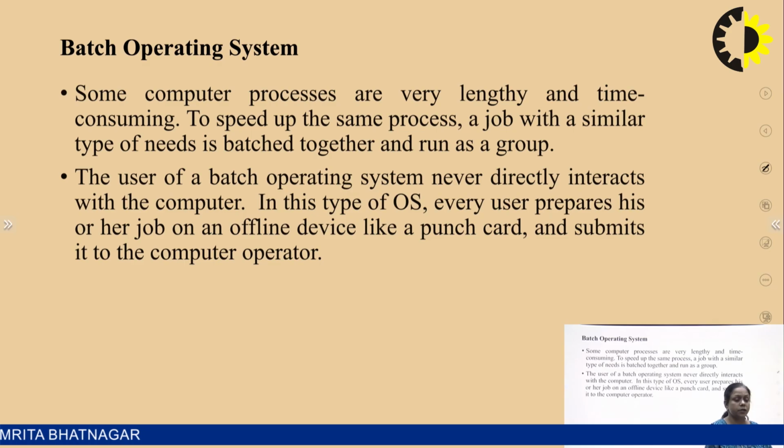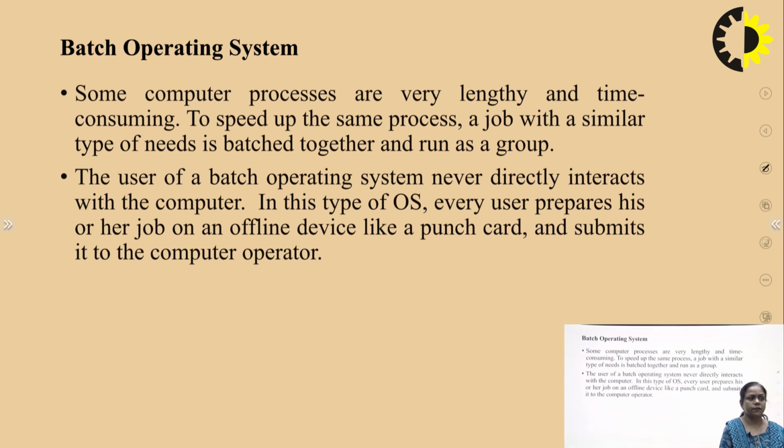Firstly, we should understand the meaning of batch operating. This batch operating system was used in the old scenario. Now it is not used. Some computer processes are very lengthy and time consuming. To speed up the process, jobs with similar types of needs are batched together. So in this case, we make batches of similar types of jobs. When a user wants to perform a task on the computer, it is categorized into different batches.